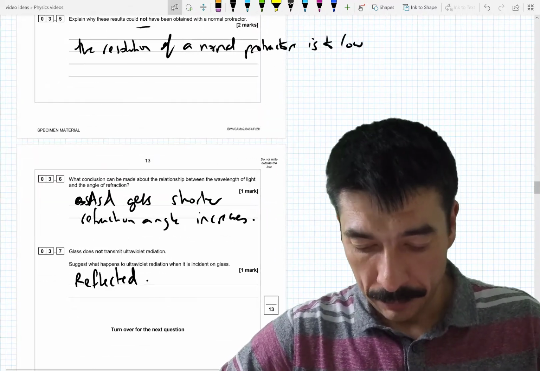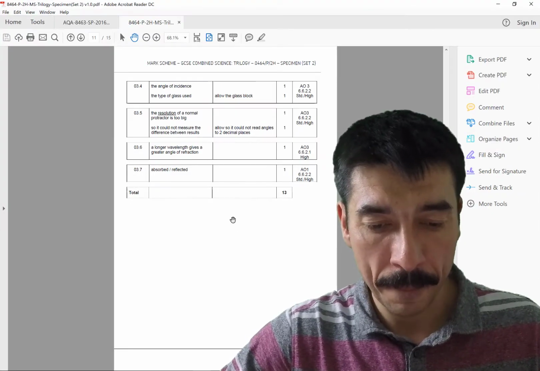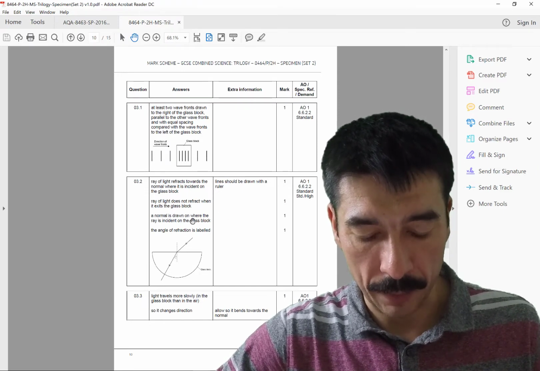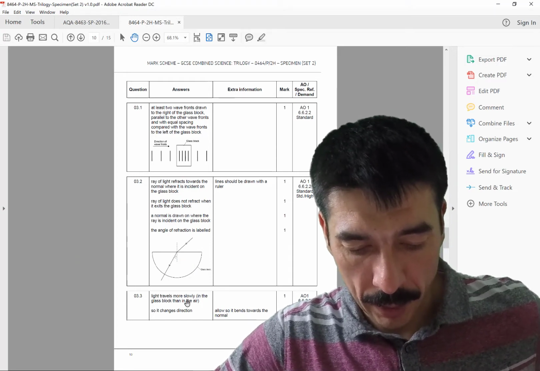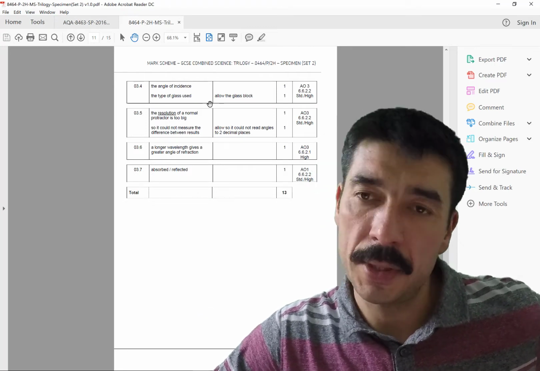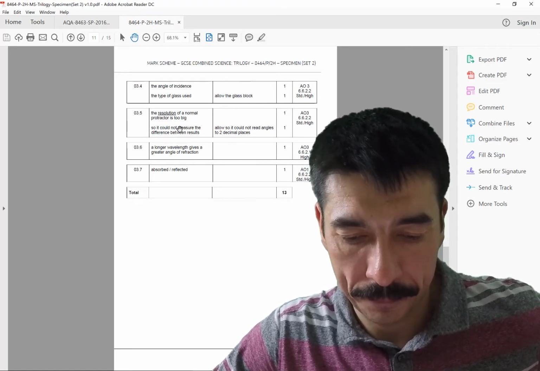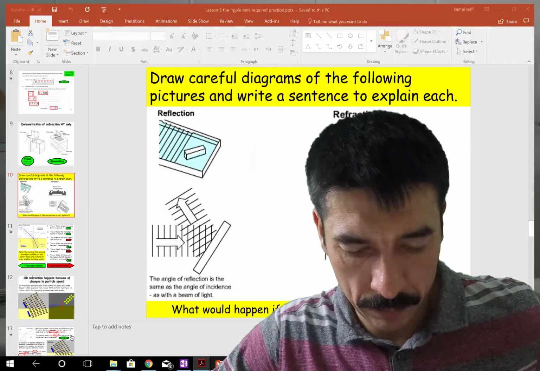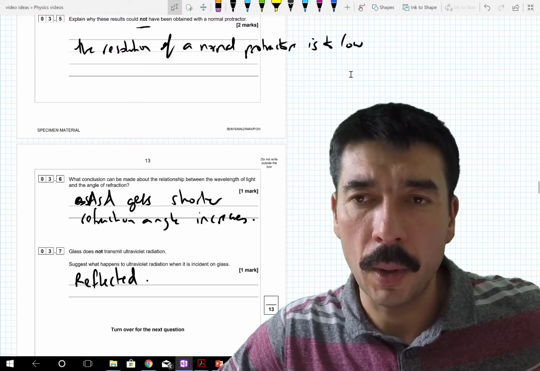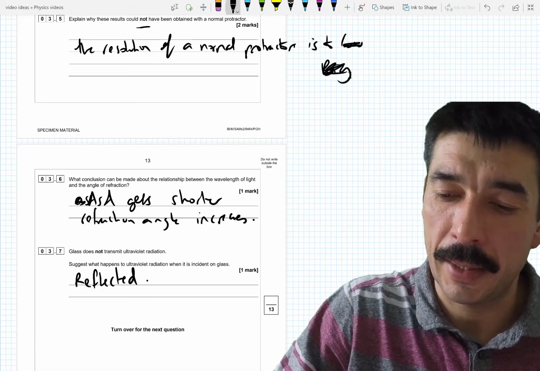So let's have a quick peek at the mark scheme and see how we did. Right, so this looks correct. I've checked all this before, and this one was fine. Light travels more slowly in glass than in air, so it changes direction. That's fine. Angle of incidence, type of glass used. Yes, that's the one I wasn't sure about. The resolution of a normal protractor is too big. Did I put too small? The resolution is too low. Which should really be too big, my mistake, and it should be big like that.